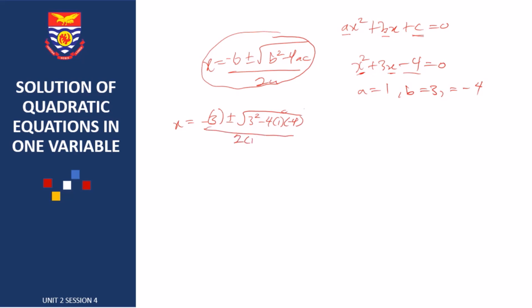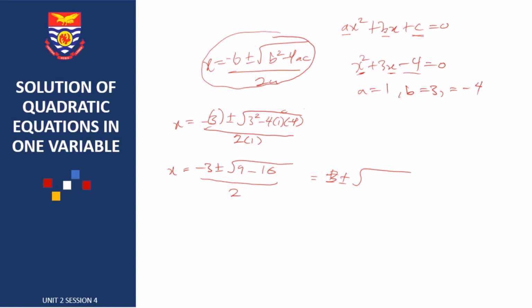A is 1. So I have x is equal to minus 3 plus or minus the square root of 3 squared, which gives me 9, and minus 4 times 1 times minus 4, I'll get 16. So I have minus 16, all divided by 2. This is going to give me minus 3 plus or minus the square root of 9 minus 16. What do I get?